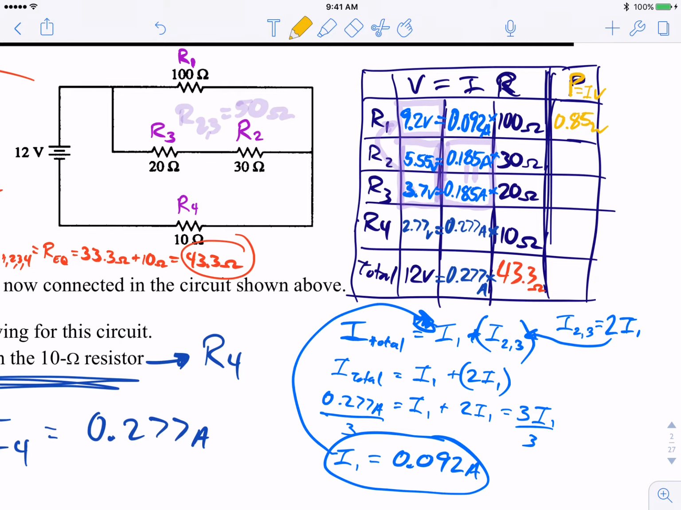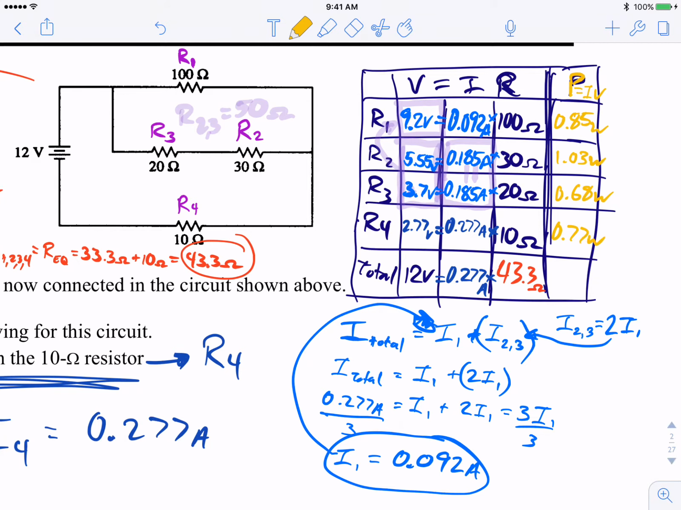And then I'm going to do 0.185 times 5.55 for R2. And I'm going to get 1.03 when I round it. My calculator said 1.02675. And then I'm going to do 0.185 times 3.7. And I'm going to get 0.6845. I'm going to just round that to 0.68 watts. And then 0.277 times 2.77. And I'm going to get 0.76729 watts. I'm going to round that to 0.77.